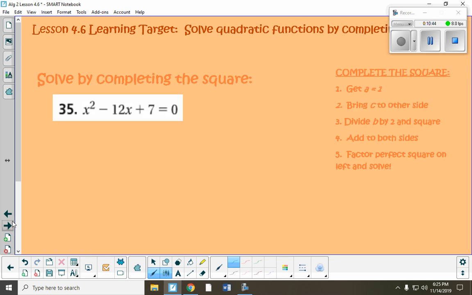All right, let's do another one. Solve by completing the square. So the a term is 1, so we're able to go ahead and just move your c term to the other side. So we have x squared minus 12x equals negative 7. I'll leave some space here for that term that we're going to put in. So we'll take negative 12, divide it by 2, which would be a negative 6, and then square it, so that would be 36.